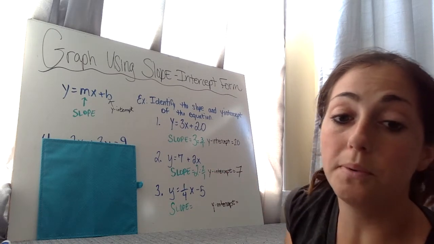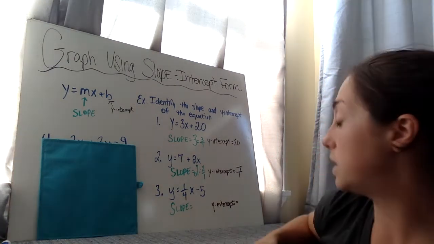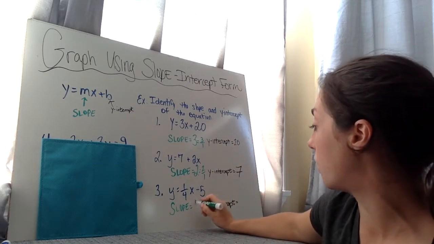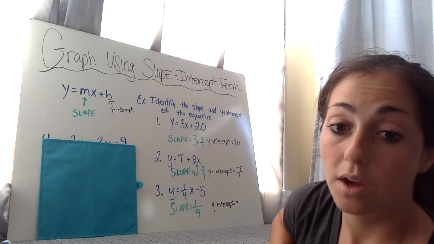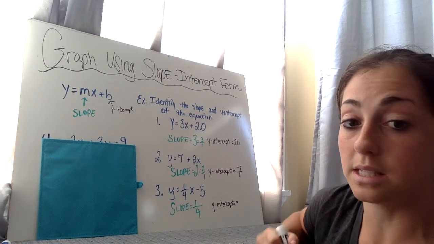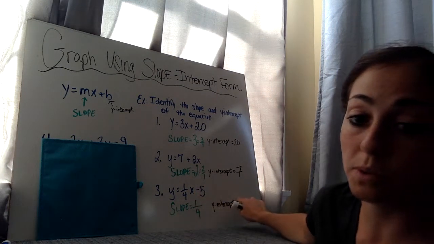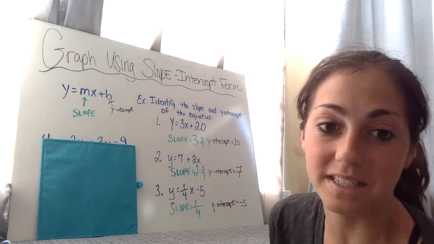Cool. Number 3, we have y equals 1/4 x minus 5. What's my slope? It's already a fraction. It's next to my x. It's 1/4. Rise 1, run 4. Don't need to change it. My y-intercept, well, that's -5 because that's a minus. So if you just wrote 5, you'd be wrong. Make sure that you write -5 so you're correct.